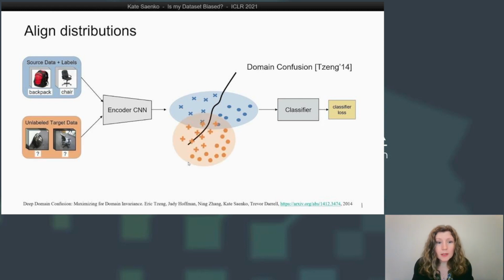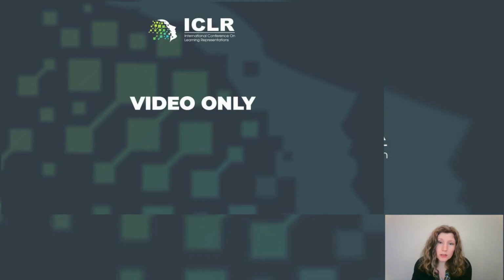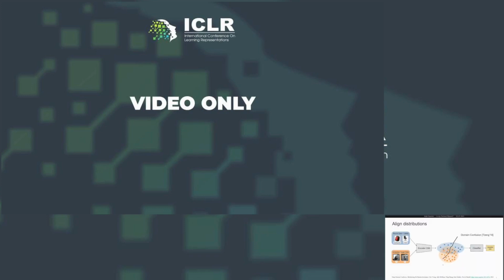Indeed, this is one approach that we can take, where let's say we have the source data with labels, and then we have some unlabeled target data. Now we can add an unsupervised loss, which encourages some statistics of the distributions to be more similar, for example, the means of the distributions. This is an approach that we call domain confusion, because the encoder is trying to confuse the two domains so that their distributions become very similar.